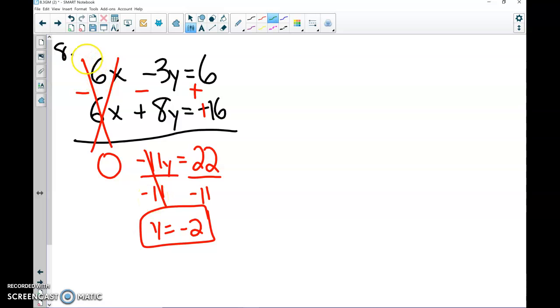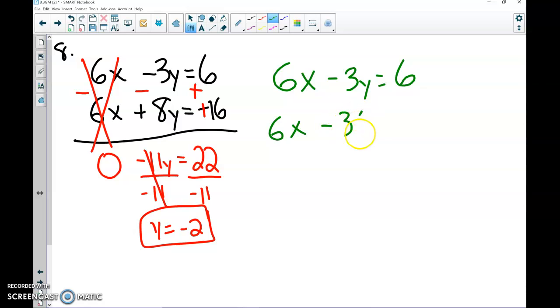Again, we have the choice from either the top equation or the bottom equation. Bottom equation just has bigger numbers, the top equation has smaller numbers. So I'm just going to go with the top equation. So 6x minus 3y equals 6. And we just found out y was negative 2. So I'm going to rewrite that with a negative 2 then. So now I have negative 3 instead of y. We put that negative 2 there.